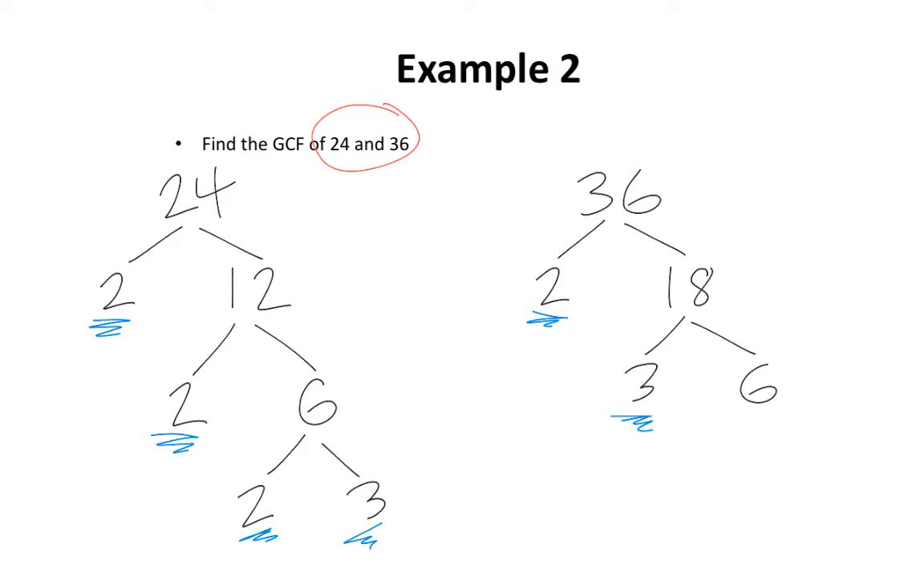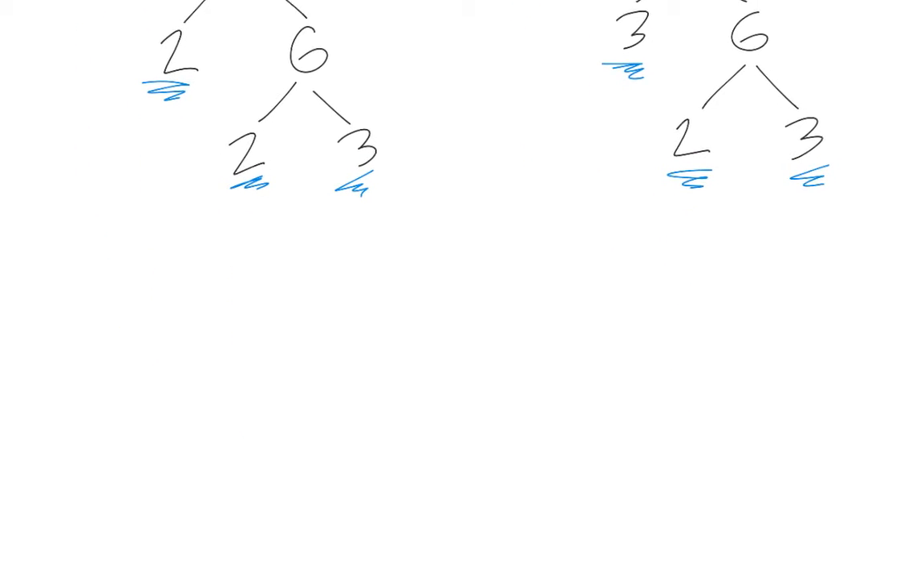3 is a prime number. 6 is not a prime number, so we're going to repeat the process. Two numbers that, when multiplied together, will give me 6. Those two numbers are 2 and 3. Those are both prime numbers, therefore we can stop. We've just found the prime factors of both 24 and 36. I'm going to list out the prime factors of both 24 and 36 down below.